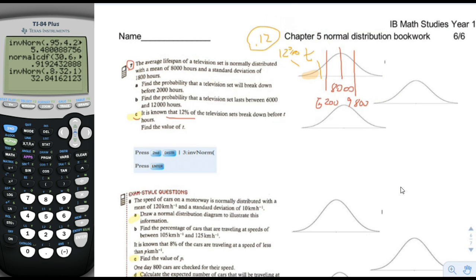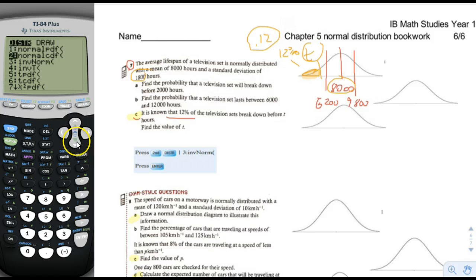Okay, so now, how do we get the calculator to tell us what T is? We know that the region is 12% in terms of area. Where is this T located? Well, the calculator only needs 3 things to figure that out. It needs 0.12, which is the area of the left region, and it needs 8,000, and it needs the standard deviation of 1,800. So let's do that. We'll do second dist, and we'll do inverse normal, and then we'll give it 0.12.